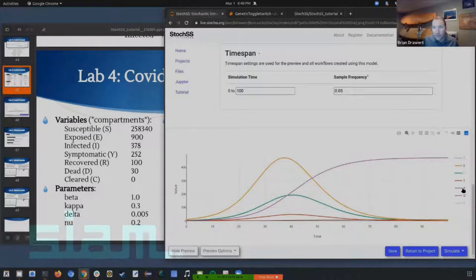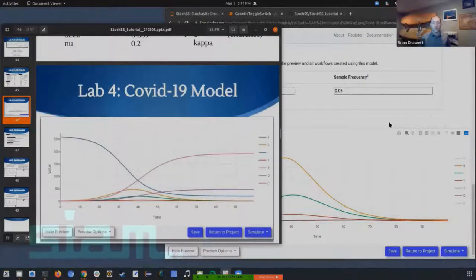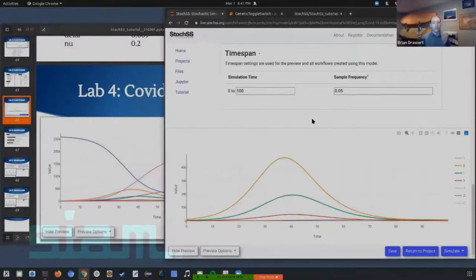Let's see, removed to recovered. So these are all the recovered ones. And then at the end, we get what? After about 100 days, we've got 800 dead here in Buncombe County. So, sad state of affairs. Great. So this was our COVID-19 model. And we can do some parameter fitting.